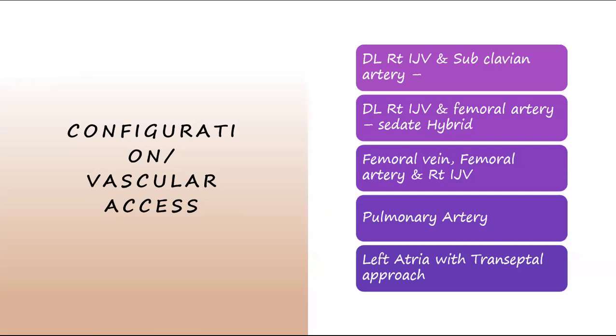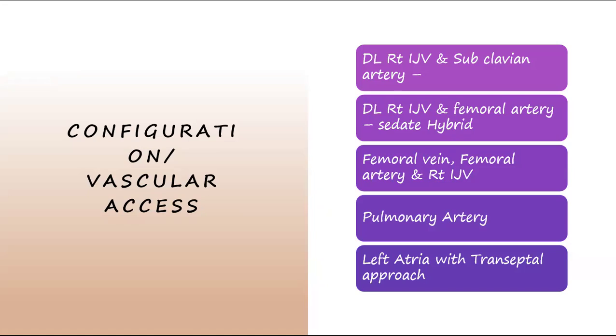So, configuration based upon the vascular axis. What are the various vascular axes which we generally have? We have a double lumen right IJV and then subclavian can be done. A double lumen right IJV and femoral artery can be done. That's called a sedate hybrid. A femoral vein and femoral artery or right IJV can also be done as a configuration.